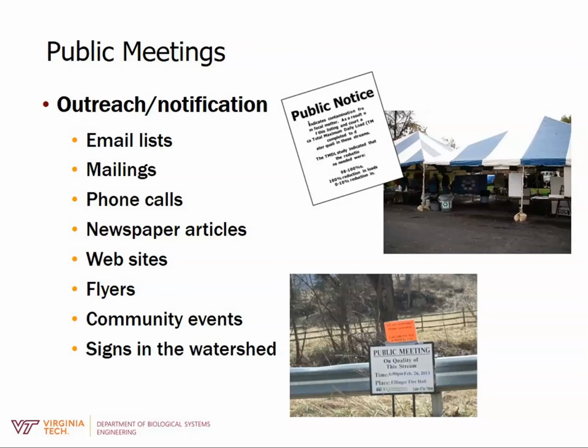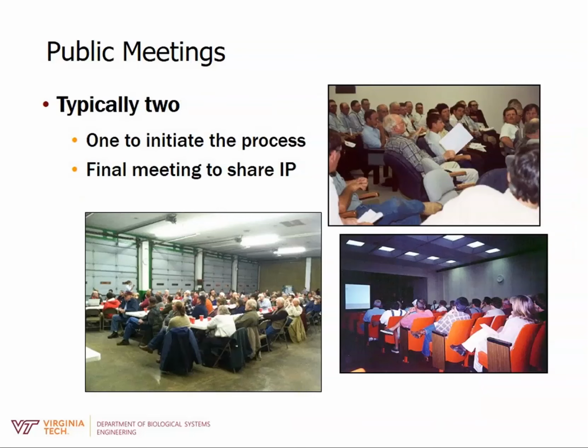So these are just some examples of ways to reach your public for that first public meeting or even any public meeting. And like I said, this is crucial in getting your stakeholders engaged. You want to get a good, broad variety of stakeholders at your meeting, so you want to use different resources to get to them. So typically in Virginia, we have 2 public meetings, one to initiate the process, and then a final meeting to share the implementation plan once it's done.